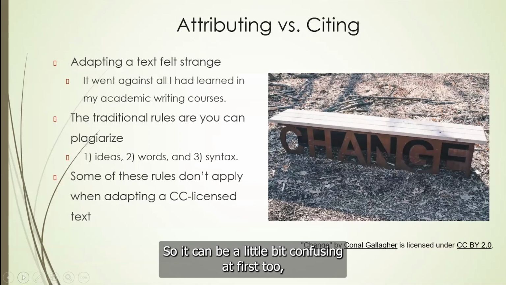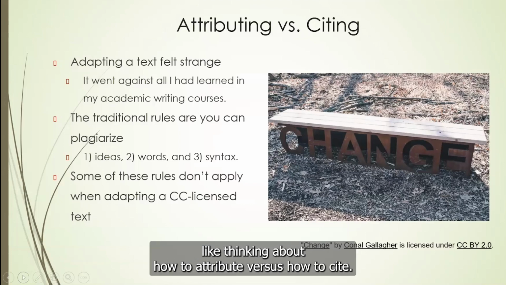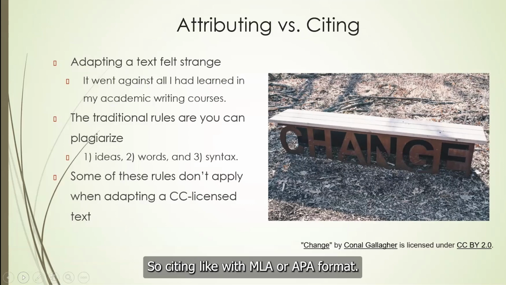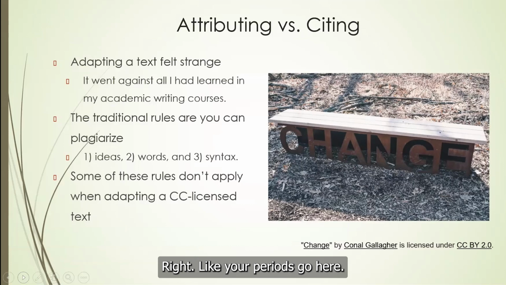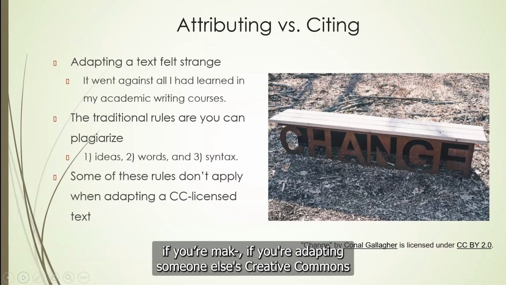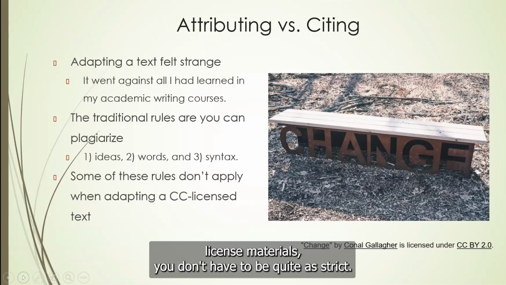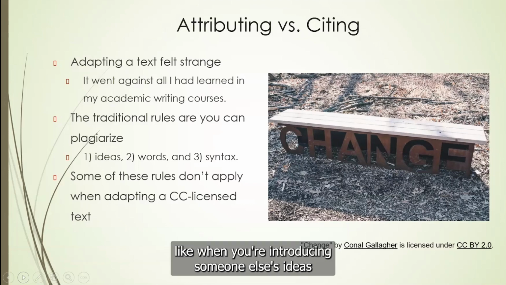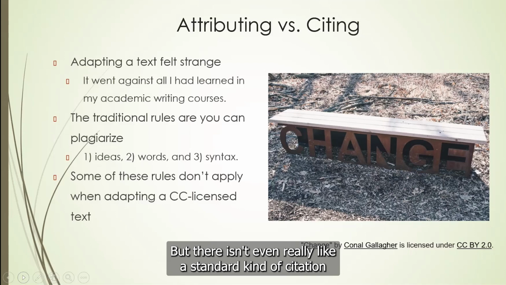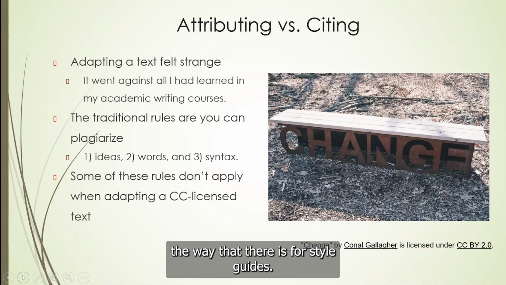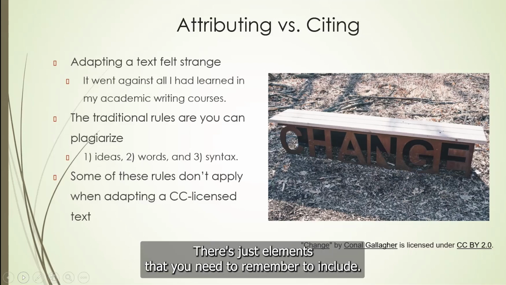It can be a little bit confusing at first, thinking about how to attribute versus how to cite. Citing with MLA or APA format is very strict when it comes to punctuation, right? Your periods go here. You indent it like this. This is where the quotes go. If you're adapting someone else's Creative Commons licensed materials, you don't have to be quite as strict. You just want to be super clear when you're introducing someone else's ideas, and then you'll cite it at the end. There isn't even really a standard kind of citation the way there is for style guides. There's just elements that you need to remember to include.